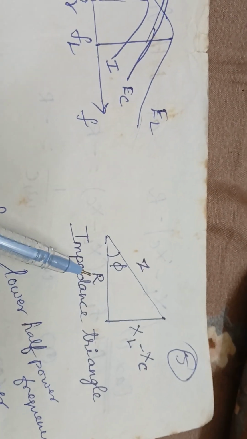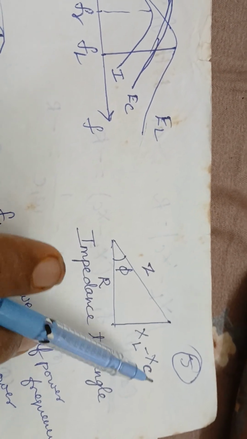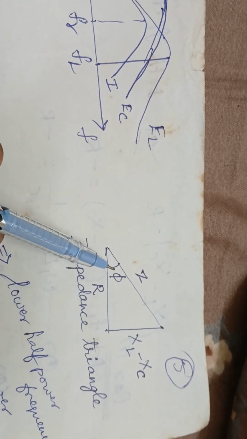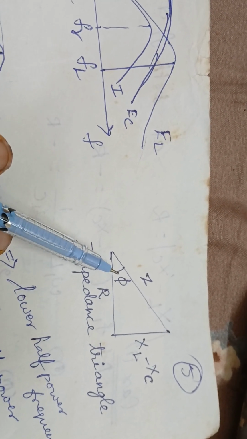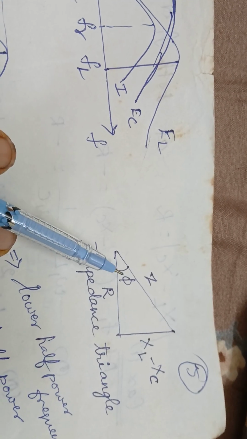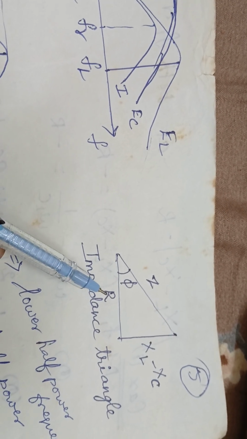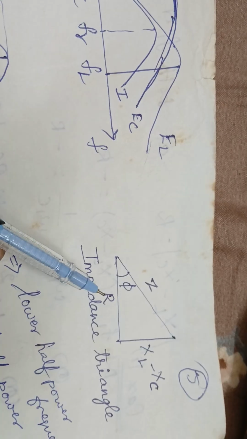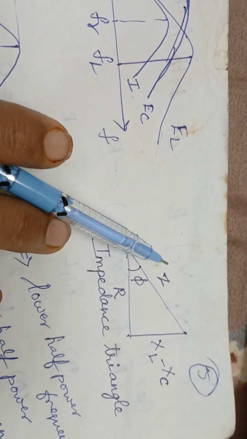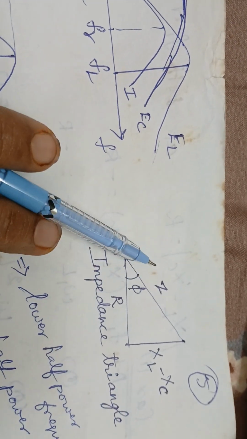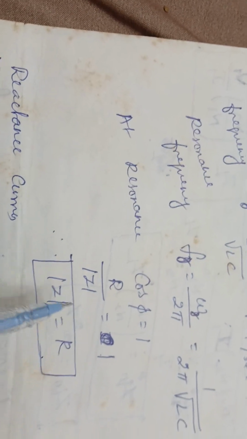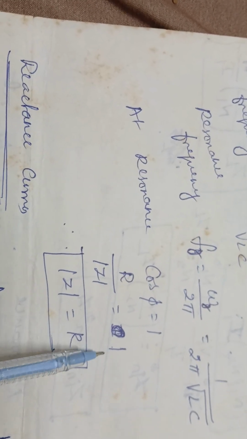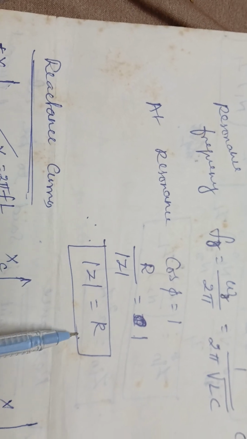From this impedance triangle, this is R, this is XL minus XC. So cos phi is equal to adjacent by hypotenuse, R by Z. So the value R by Z is equal to 1. Power factor is 1. So Z is equal to R.